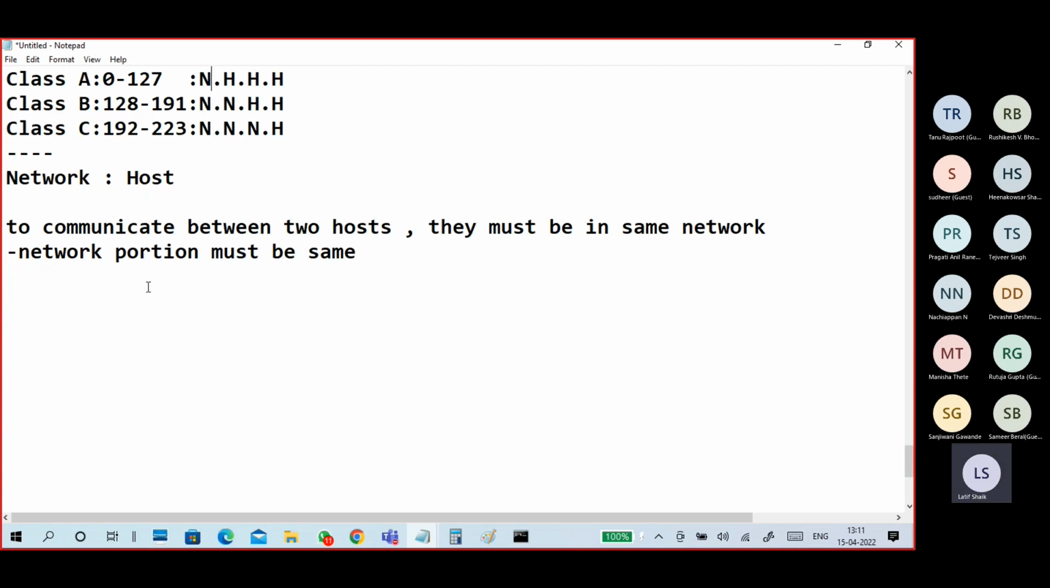Okay. So if you write a class A IP address, for example, 102.2.3.18, whatever it is. Okay. And this is PC1's IP address. And PC2's IP address is 102.23.44.66. So the question is, one PC is configured with this IP address, the other PC is configured with this IP address. Can these two PCs communicate with each other or not?